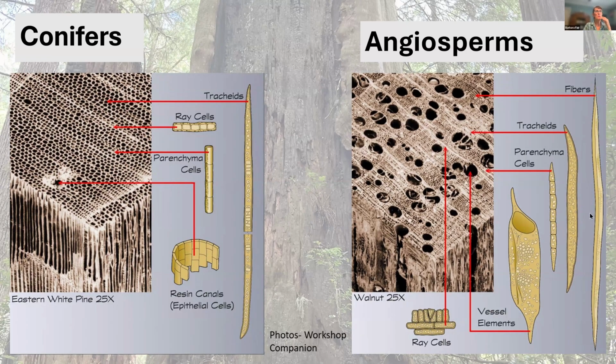Angiosperms have fibers. They also have tracheids and parenchyma cells, but they have something else called a vessel element. Notice how big in diameter those vessel elements are. The cool thing is, if you imagine, it makes sense that these are much more efficient in moving water up and down through the trees. And this helps explain why conifers and angiosperms grow differently, how they adapt, how they manage diseases, and so forth.